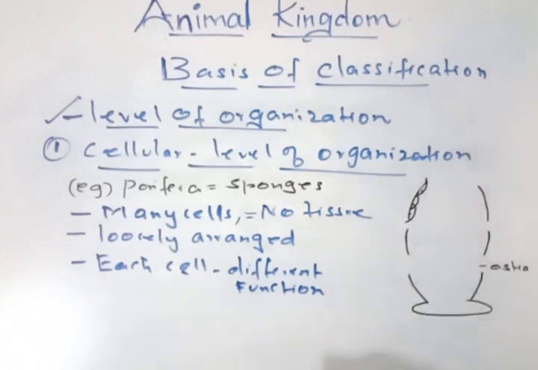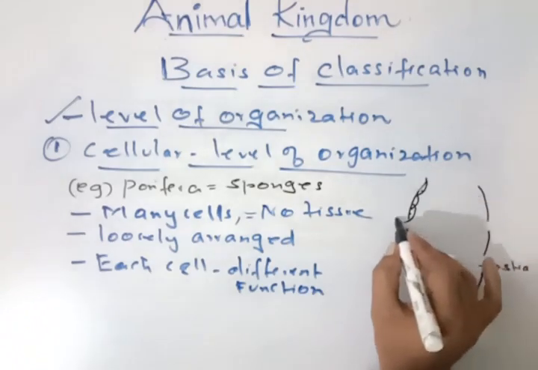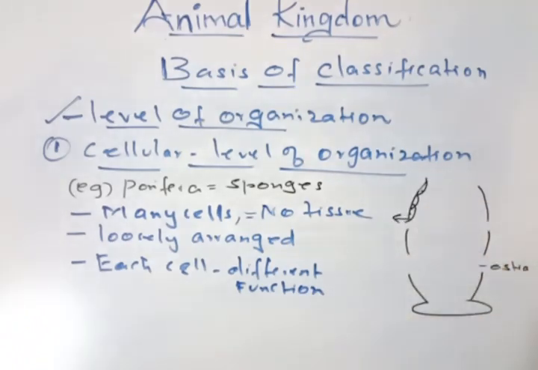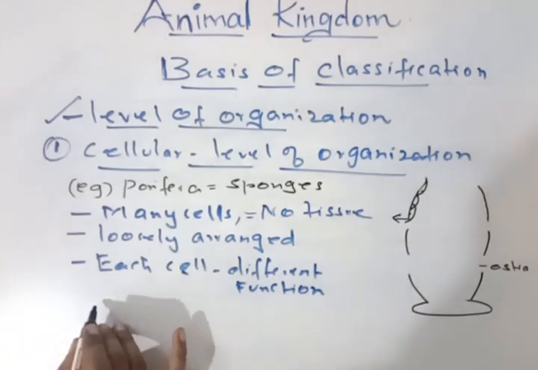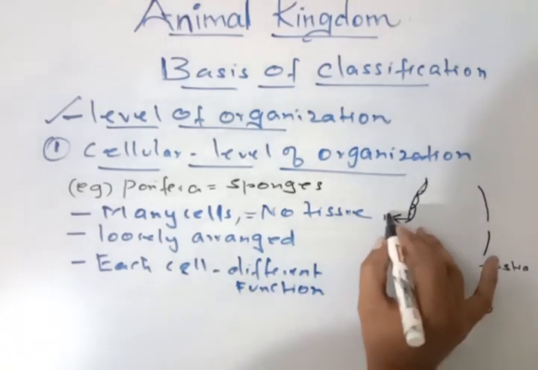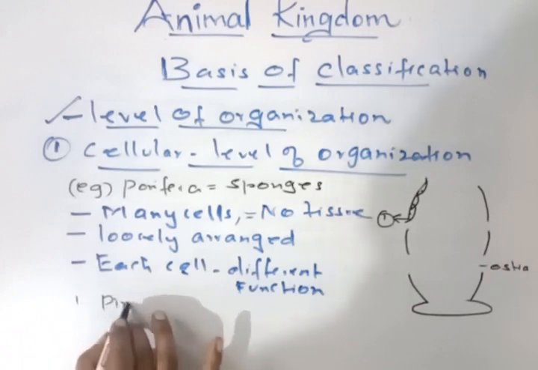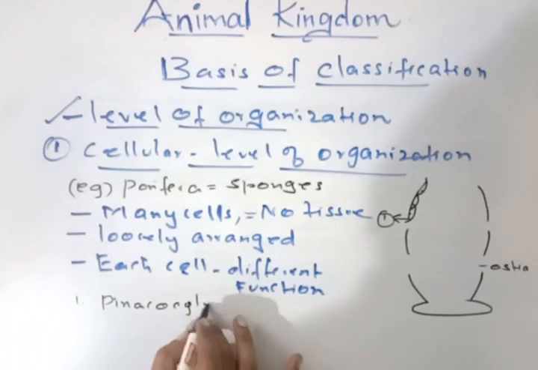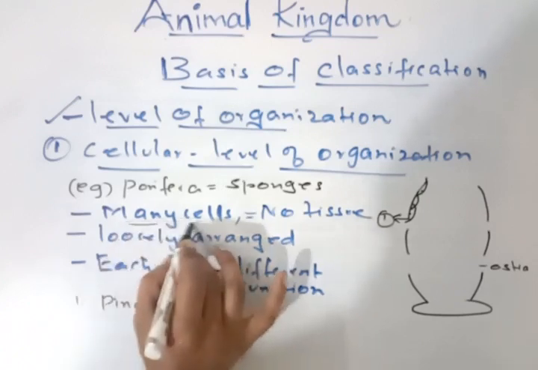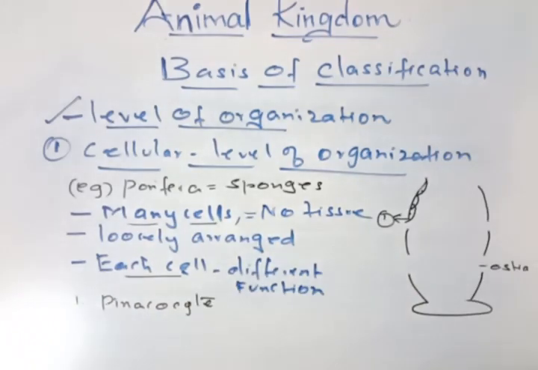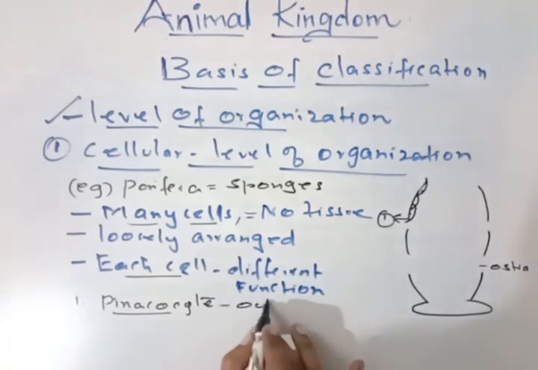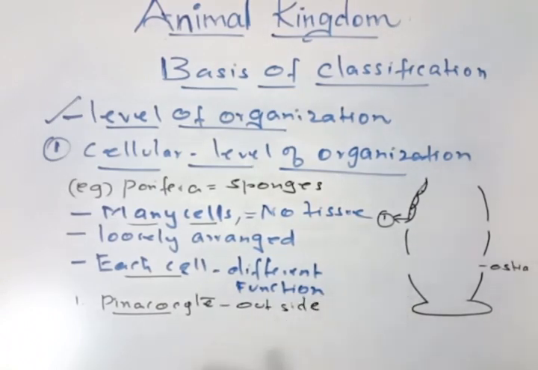The first cell here is called pinacocyte. I will write it here for your understanding. So cell 1 is called the pinacocyte. I told you it has many cells and each cell does a different function. The first cell, which is present outside, is called pinacocyte. It is in the outer layer. Understand? Right.